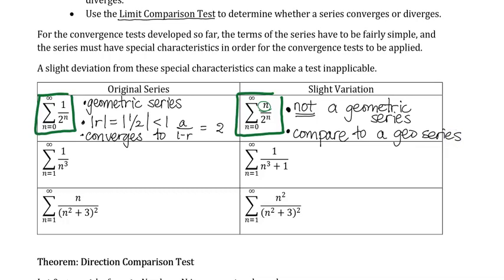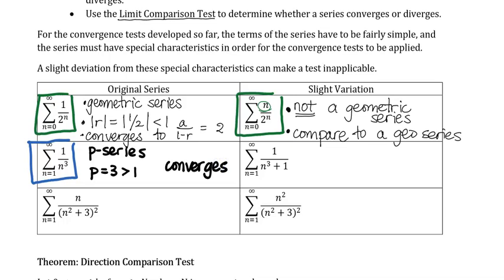Similarly, in the second row, the series on the left, hopefully you can identify that as a p-series. In this case, p is equal to 3. The criteria for p-series to converge is that they converge when p is greater than 1. And so I do know that this series converges. The series on the right side, however, this is not a p-series, simply because of the +1 that shows up in the denominator. It's very similar to a p-series, but it's not a p-series. Those denominators are not the same.